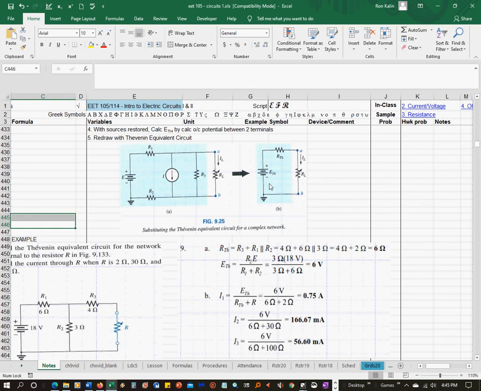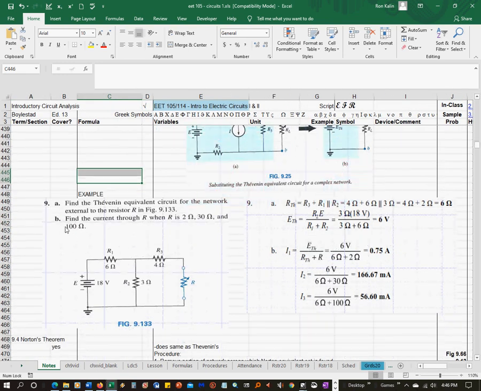So your Thevenin equivalent circuit would look something like this. E Thevenin would be 6 volts, R Thevenin would be 6 ohms, and then you'd have this load over here, which they just called R. By the way, this symbol with a resistor with an arrow through it just means variable resistance, like a varistor or something you can adjust the resistance on.